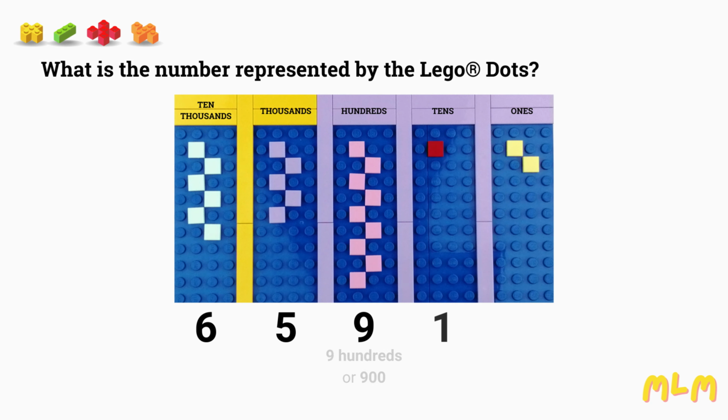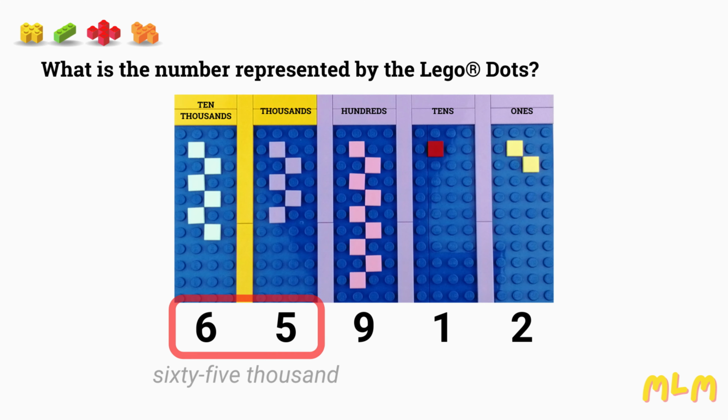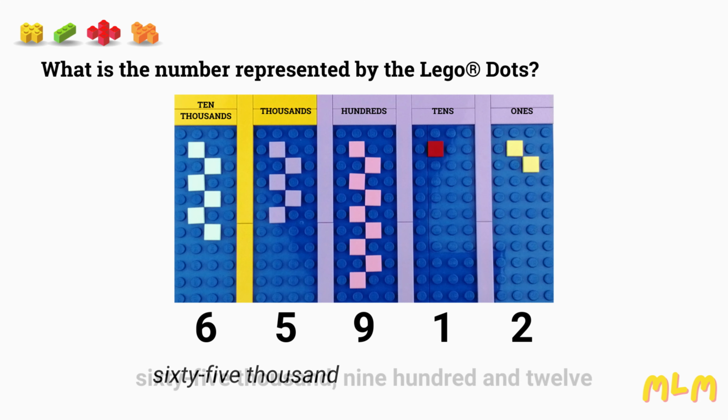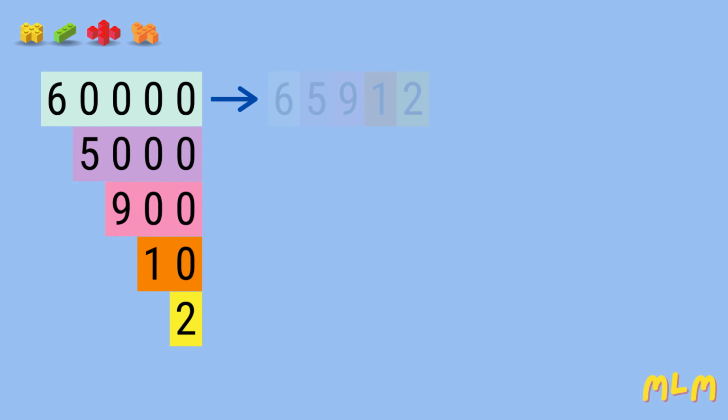There is 1 dot in the tens place. 1 stands for 1 ten or 10. There are 2 dots in the ones place. 2 stands for 2 ones or 2. The numbers in the 10,000s and thousands columns represent the number of thousands. So we read 65 as 65,000. The number 65,912 is read as 65,912. Let's discuss this further.